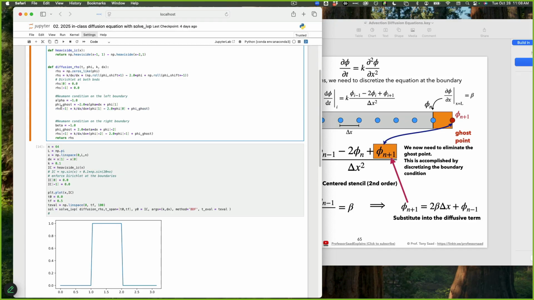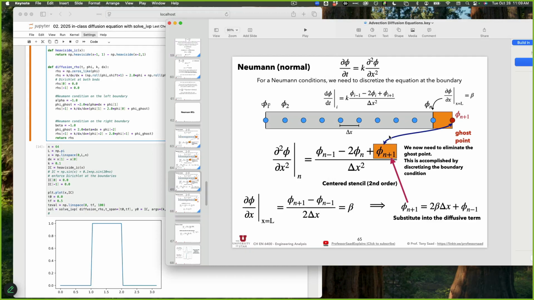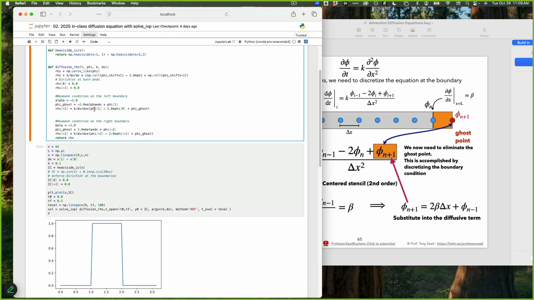Okay, so remember what I'm doing here, I'm doing this in a two-step process. I'm computing phi ghost and I'm storing it temporarily in a value here. And then I'm saying, well, the equation over here is phi 2 minus 2 phi 1 plus phi 0, which is the ghost point. So that's the first interior point minus 2 times phi at the boundary plus phi ghost. This is it. Okay?